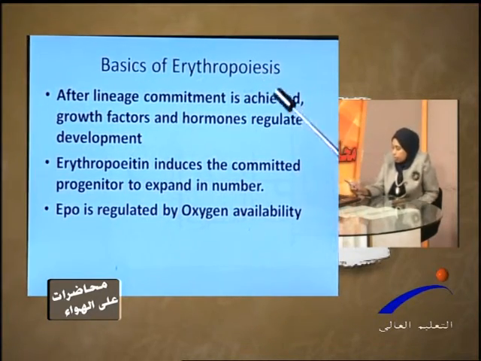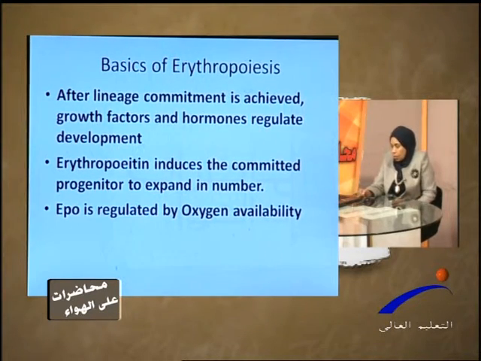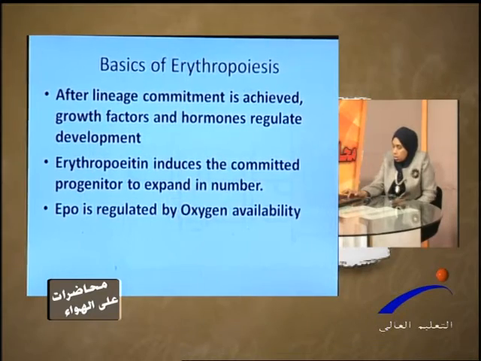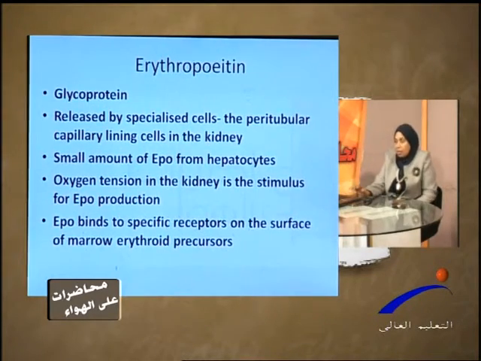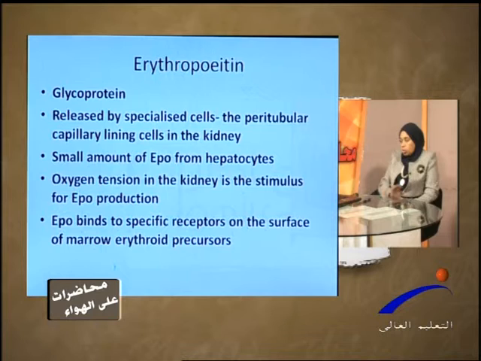After lineage commitment and hormone regulation, which is erythropoietin produced from the kidney, the cells take the lineage to pass into erythroid and mature RBCs.